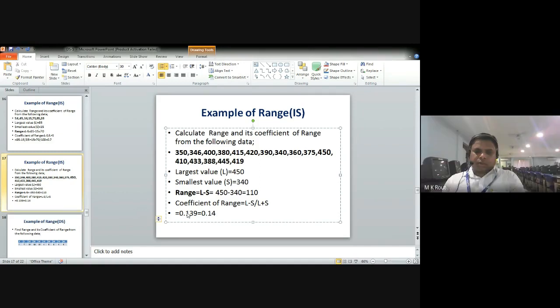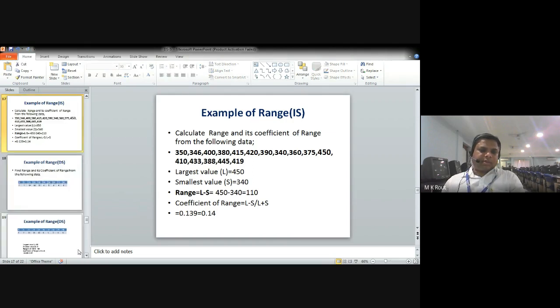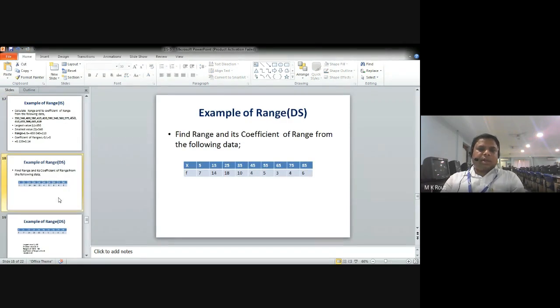Okay. Move to the next series, that is known as your discrete series. Find the range and its coefficient of range from the following data. We have X variables starting from 5, 15, 25, 35, 45, 55, 65, 75, and 85 respectively. Calculate the range and its coefficient of range.